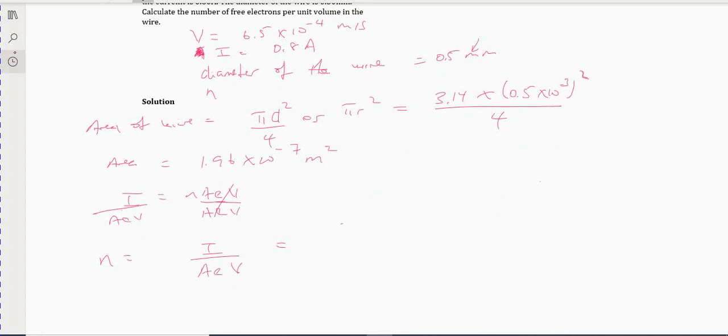So we know I, which is 0.8, divided by the area, which we just calculated to be 1.96 times 10 to the minus 7, multiplied by the charge of an electron, 1.6 times 10 to the minus 19, times the velocity, which was given to us as 6.5 times 10 to the minus 4 meters per second. All of that is being divided here. So let's go ahead, put that in our calculators and see what answer we are getting.